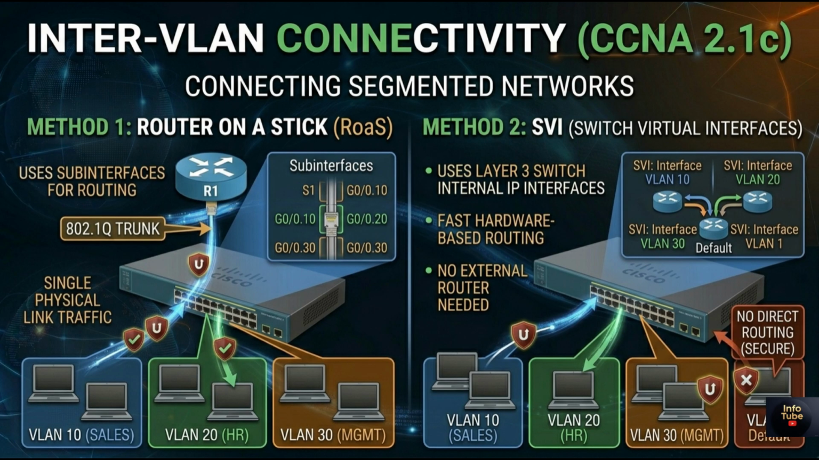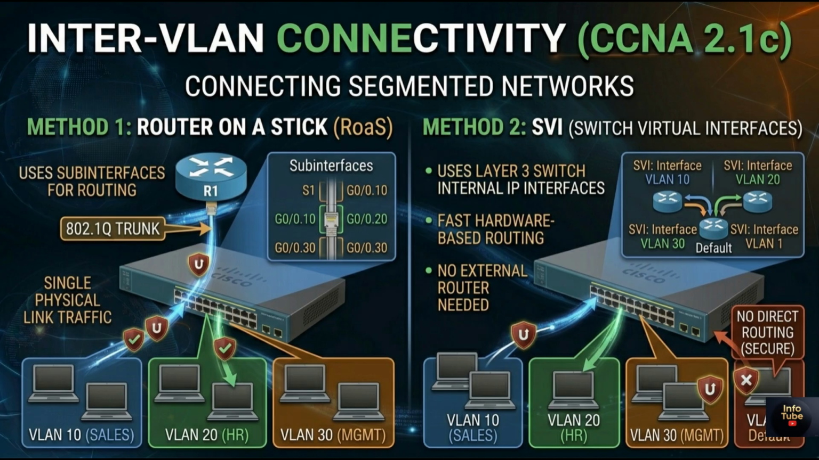2.1c. Inter-VLAN connectivity. By design, devices in different VLANs cannot talk to each other. It's like they are on different islands. To bridge that gap, we need a referee to move data between them. This is called inter-VLAN connectivity. We usually achieve this using a router in a setup called router on a stick, or by using a high-end layer 3 switch.